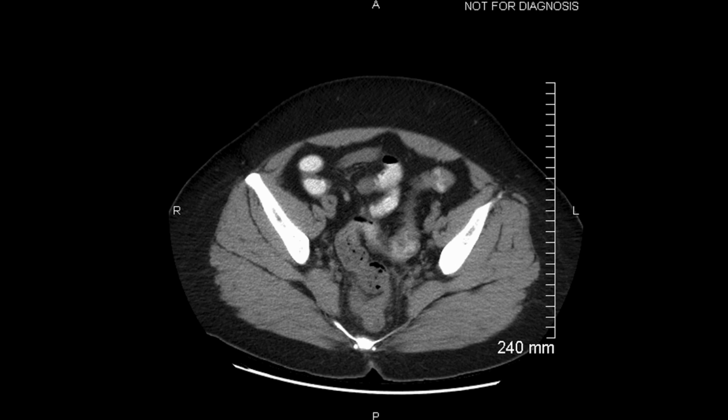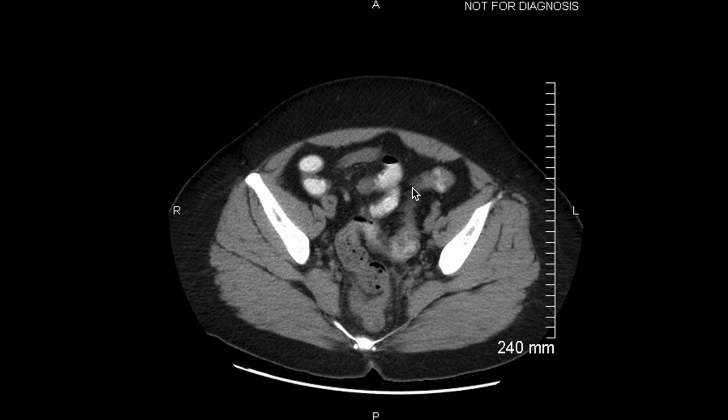Okay, so here we have a contrast-enhanced CT of the abdomen pelvis, and we have this area here of almost circumferential wall thickening involving the sigmoid colon as well as the rectum. We also see some perirectal mesenteric fat stranding and overall surrounding inflammatory change. These findings are highly suggestive of an acute colitis.